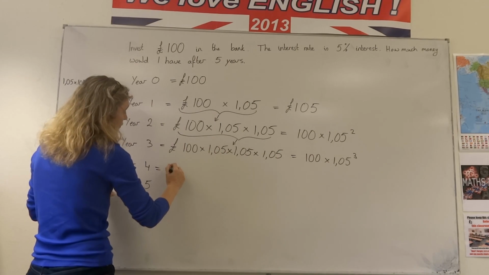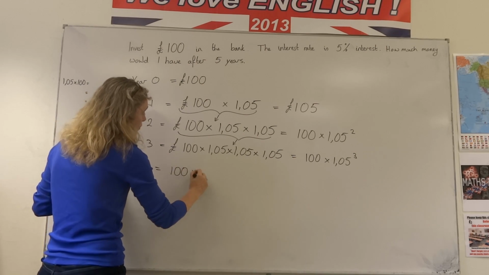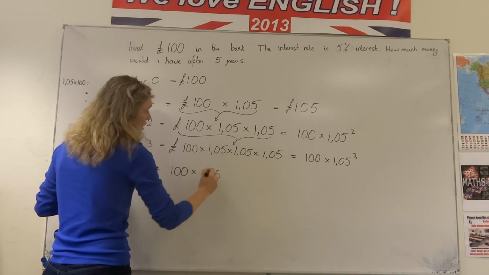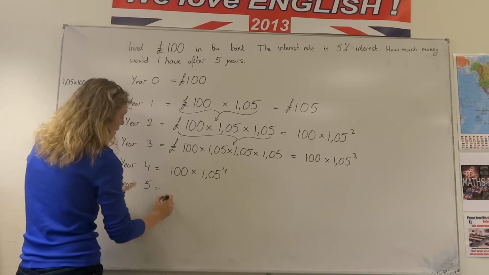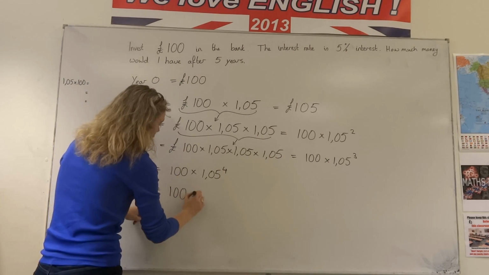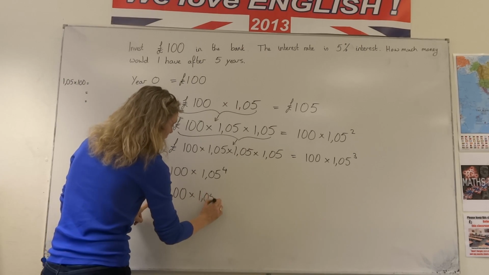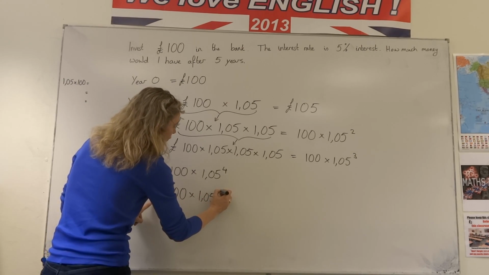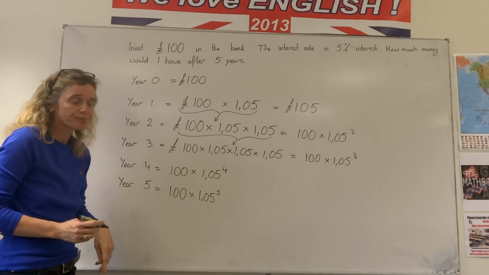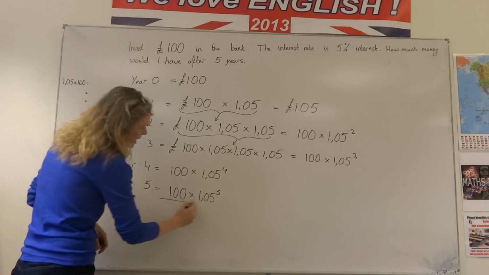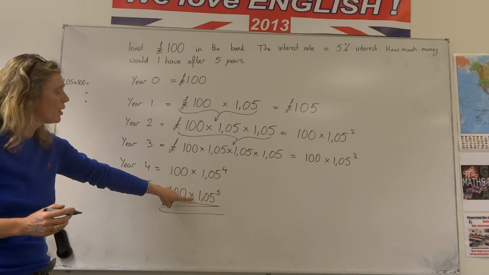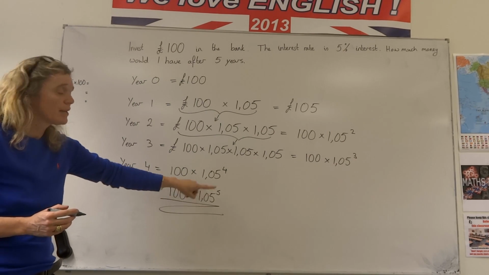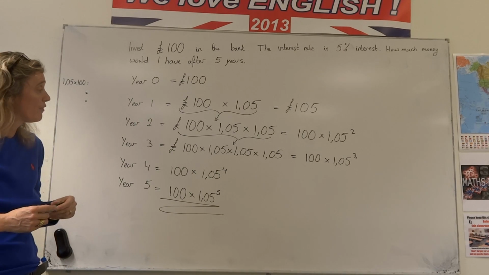I can say that in year 4, I'm going to have 100 multiplied by my change factor, 1.05 to the power 4. In year 5, I'm going to have 100 times my change factor, 1.05 to the power 5. So in 5 years, I will have £100 multiplied by 1.05 to the power of 5.